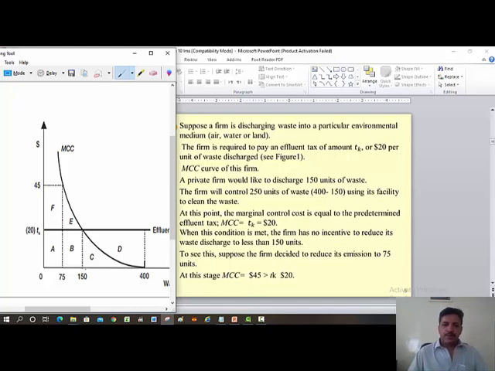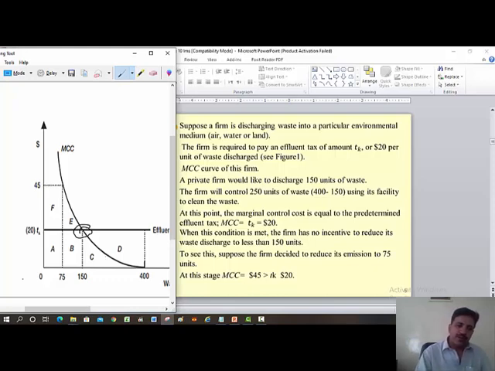And we know that at this point where it is producing 150 units, the MCC and the effluent charge are equal. Look at this point here. We see that the effluent charge and the MCC are equal, so the firm will control the pollution up to this point, and for these 150 units, it would like to pay the effluent charge. Similarly, beyond this 150, if it produces in the range of 150 to 400, we will see that MCC is less than the effluent charge. So it is an incentive for the firm to clean it itself.